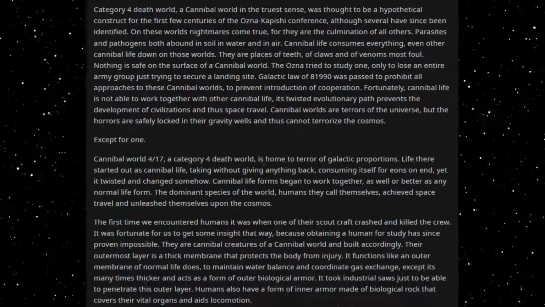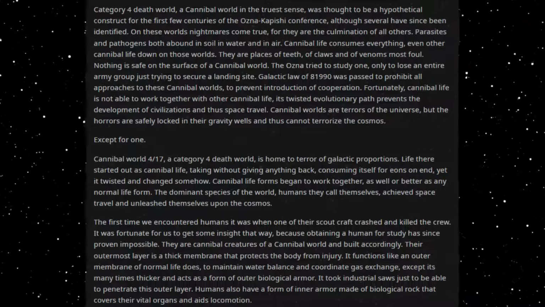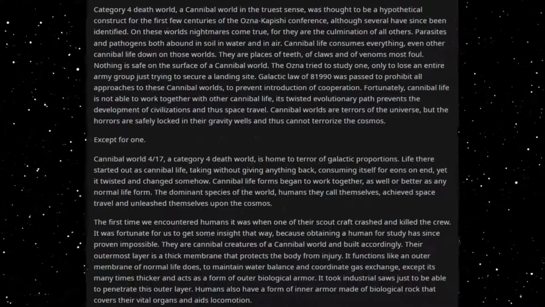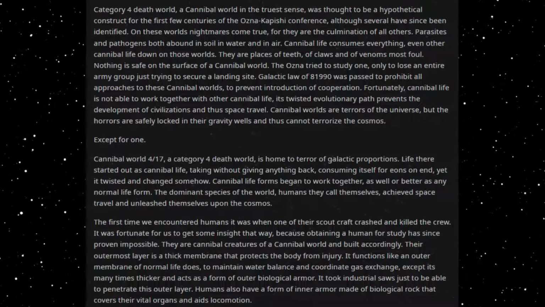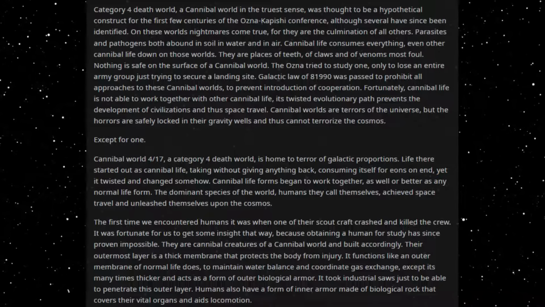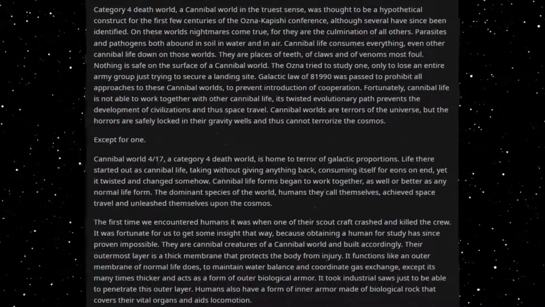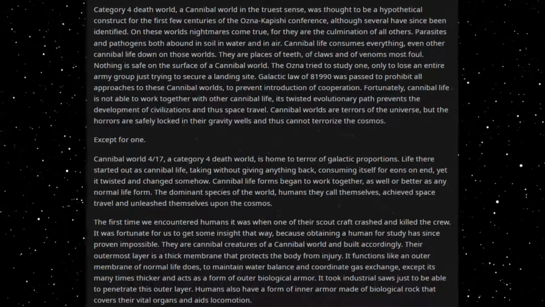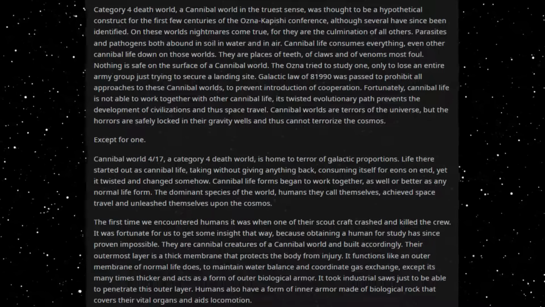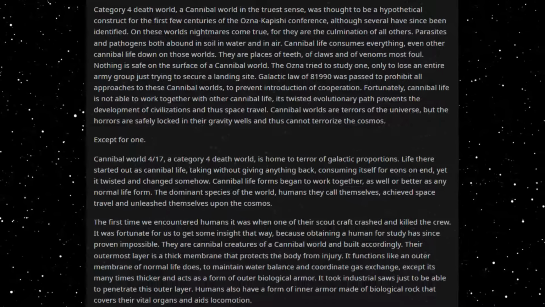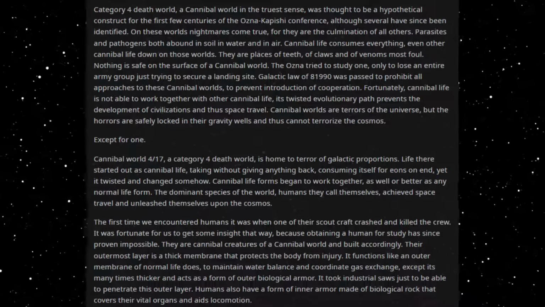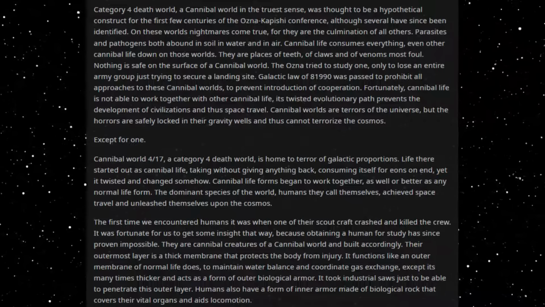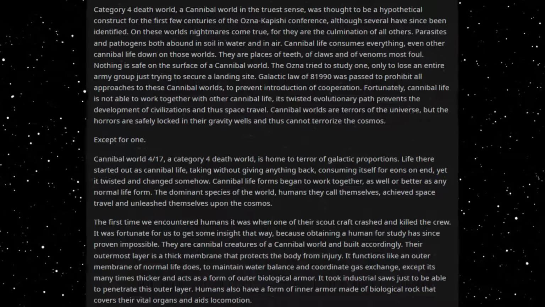The first time we encountered humans, it was when one of their scout craft crashed and killed the crew. It was fortunate for us to get some insight that way, because obtaining a human for study has since proven impossible. They are cannibal creatures of a cannibal world and built accordingly. Their outermost layer is a thick membrane that protects the body from injury. It functions like an outer membrane of normal life does, to maintain water balance and coordinate gas exchange, except is many times thicker, and acts as a form of outer biological armor.